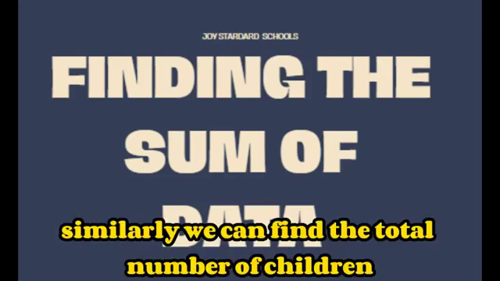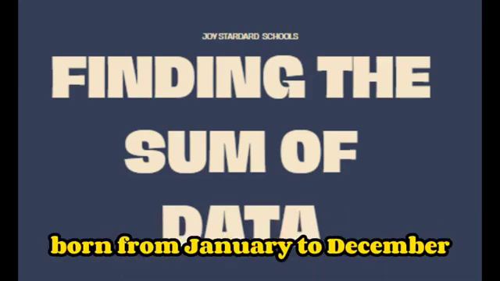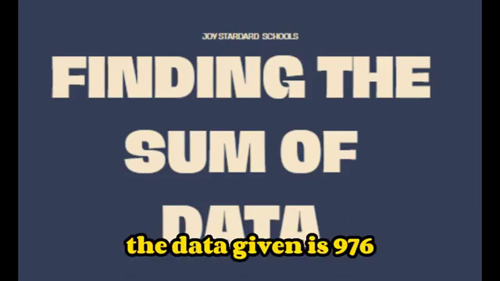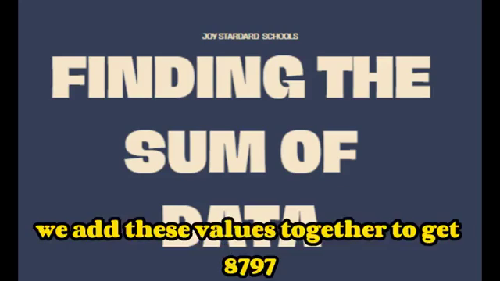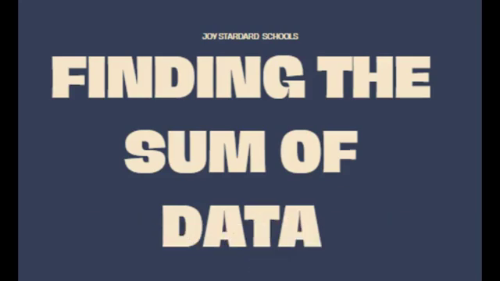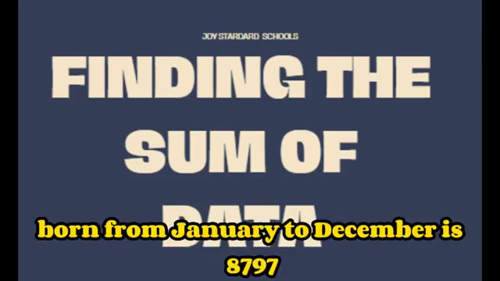Similarly, we can find the total number of children born from January to December. The data given is 976, 895, 888, 878, 855, 786, 746, 469, 596, 579, 573, and 556. We add these values together to get 8,797. Hence, the total number of children born from January to December is 8,797.